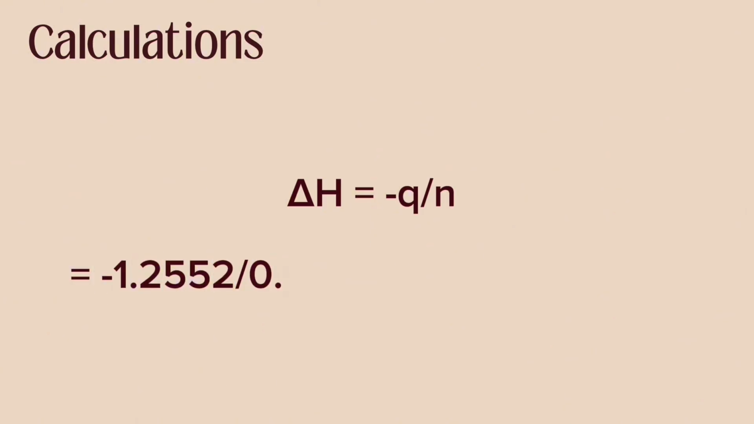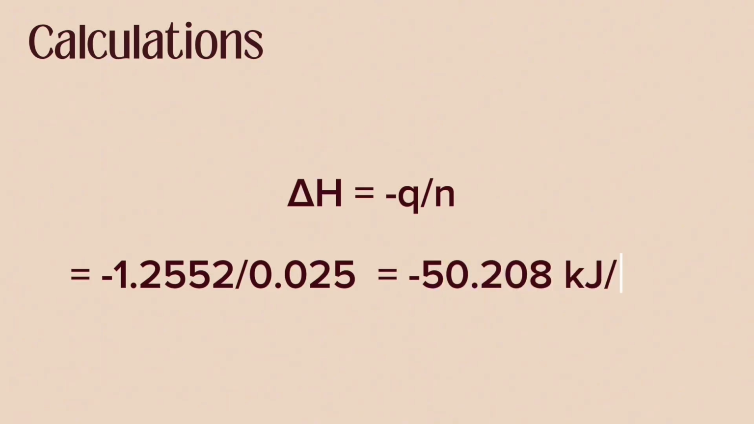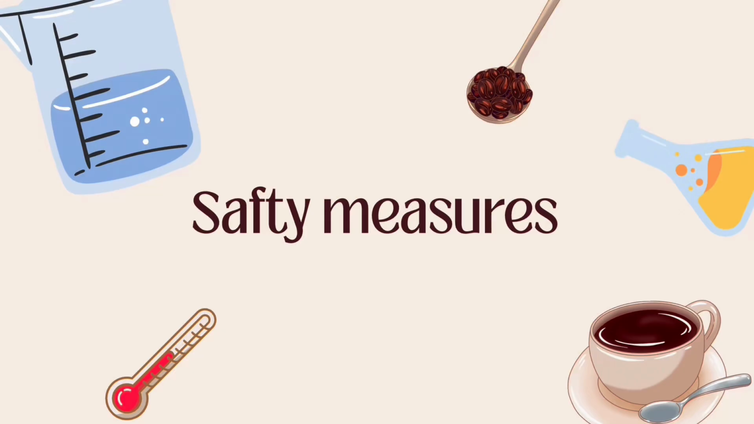And let's see what the final enthalpy change is. Delta H is equal to minus Q by n, which is equal to minus 1.2552 kilojoules per 0.025 mole, which will give the answer of minus 50.208 kilojoule per mole.